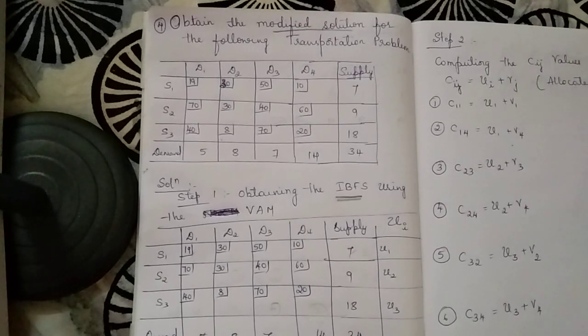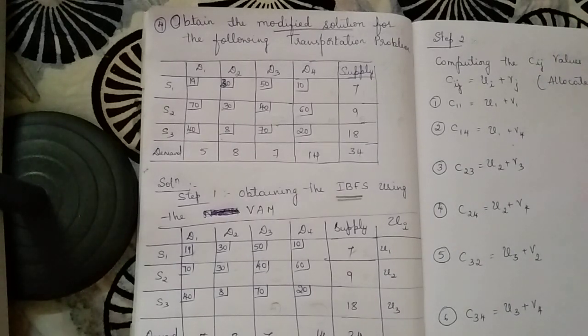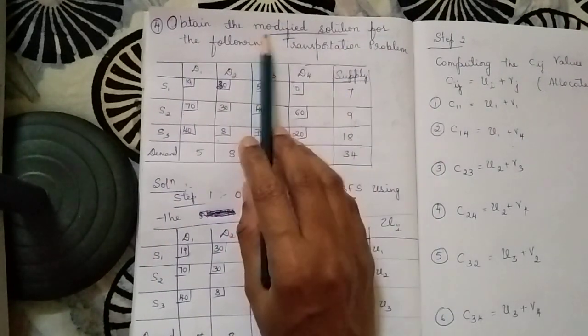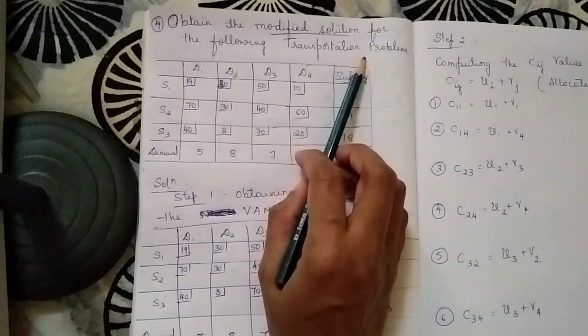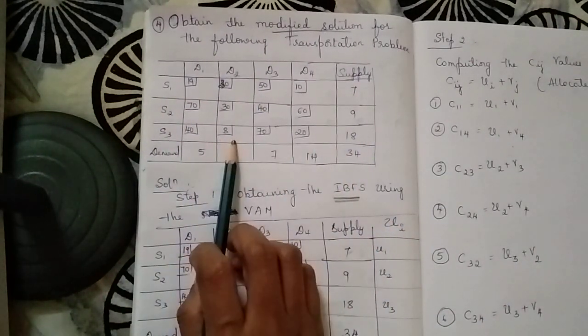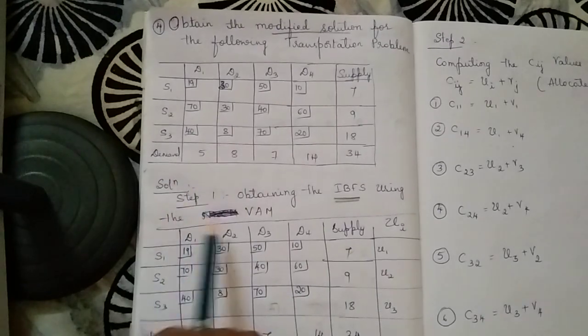So, students, now we are with network analysis session 4. Here we are given a problem to calculate the modified solution under the transportation problem. You are given a problem like this. This problem I have already done.